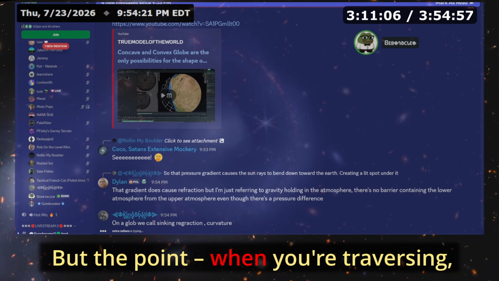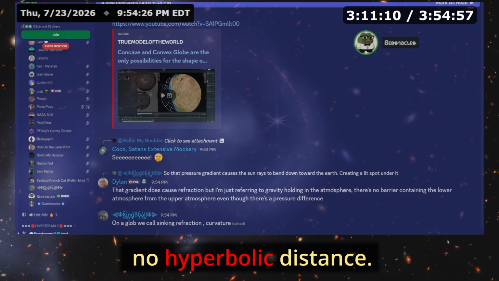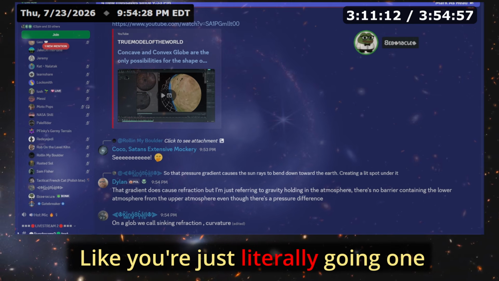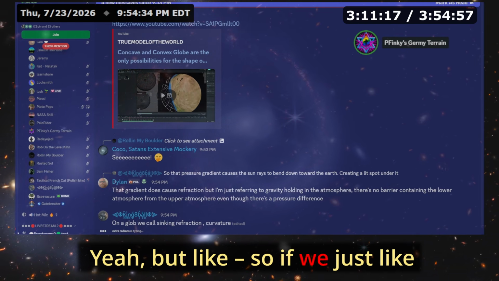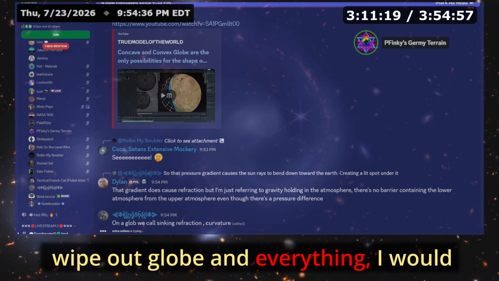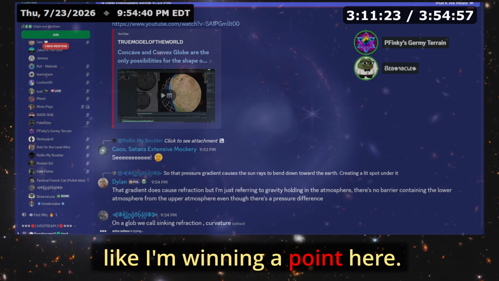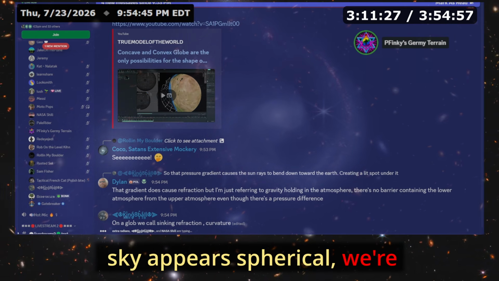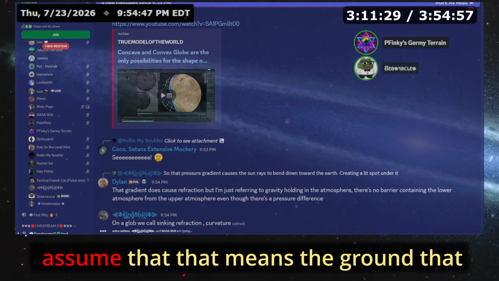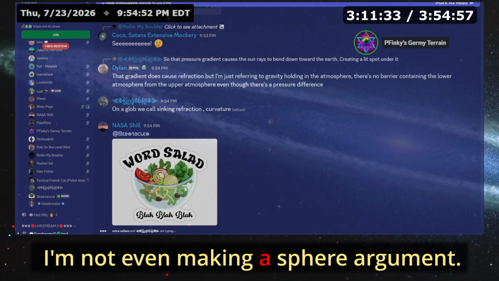But the point, when you're traversing, dude, you're going linear distance, right? There's no hyperbolic distance. You're just literally going 1 mile, 2 mile, 3 mile. You see what I'm saying? Yeah. So if we just wipe out globe and everything, I know it sounds like I'm about winning a point here. We don't say that, because the sky appears spherical, we're not going to assume that means the ground that we're standing on is spherical. I'm not even making a sphere argument.